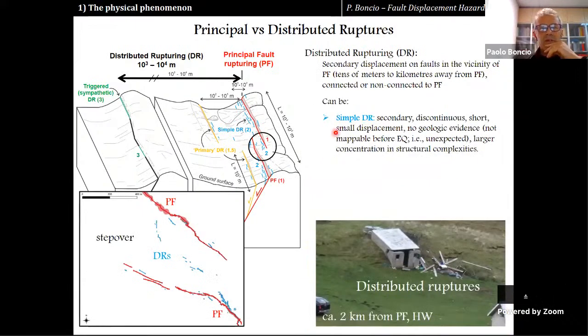And distributed ruptures are secondary displacement on faults in the vicinity of the principal fault, tens of meters to kilometers away from the principal fault, connected or non-connected to the principal fault, and can be secondary, discontinuous, short, with small displacement, with no geologic evidence before the earthquake, something unexpected, poorly predictable. And we call this kind of rupture simple distributed ruptures. Often we have a larger concentration in structural complexities, such as a step over.